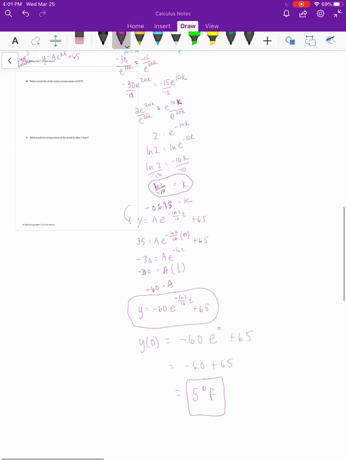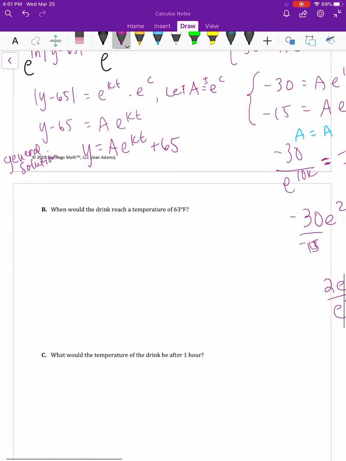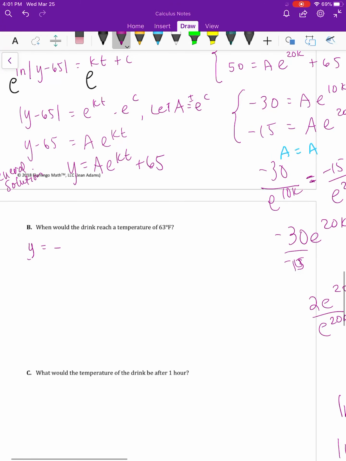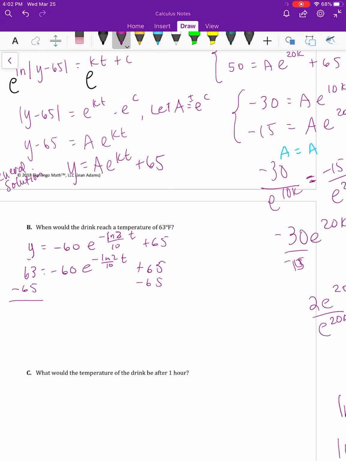Okay, and when you turn your page, part B, when would the drink reach a temperature of 63 degrees Fahrenheit? So that one, you would use your y equals negative 60 e to the negative ln 2 over 10 t plus 65, and you're looking to see when your y is going to be 63. Now be careful, the biggest mistake I see is that kids want to do something with that negative 60 before they subtract 65. You got to get rid of this one first.